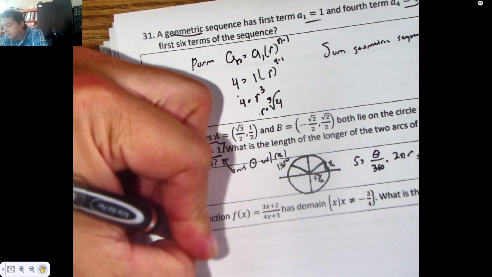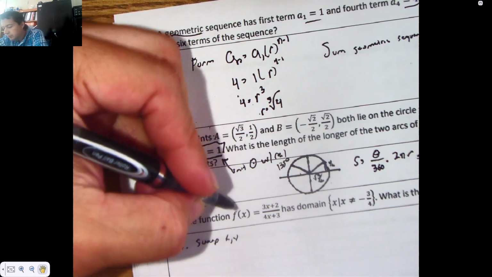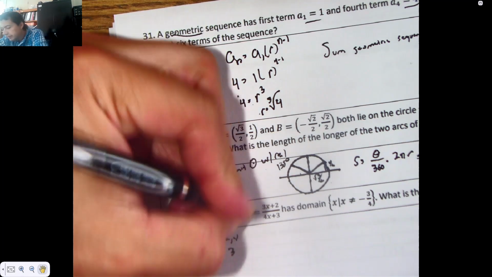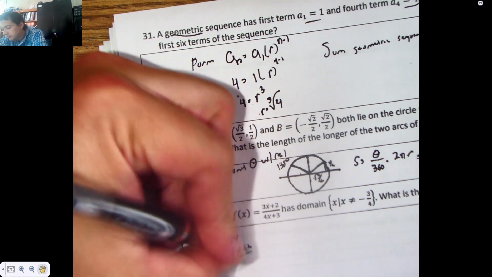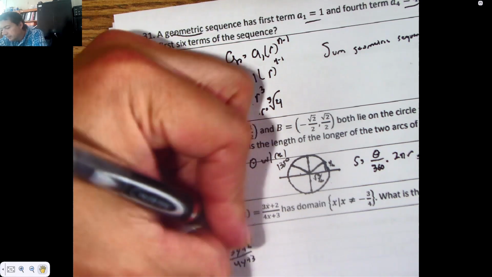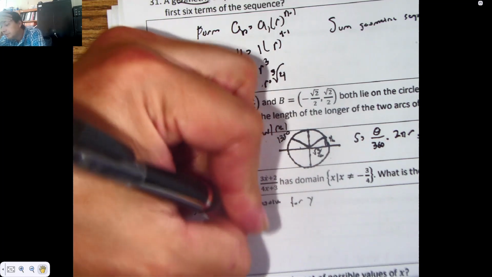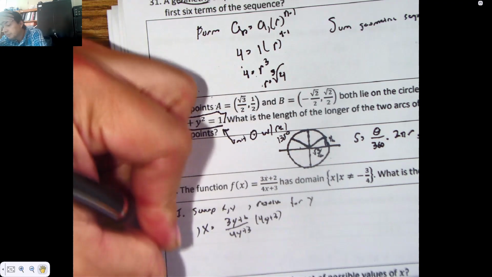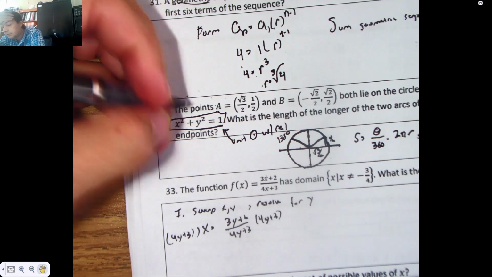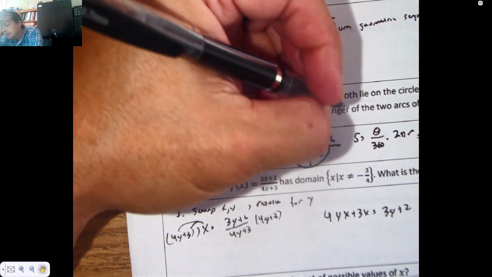All right, to find an inverse, first thing we do is we swap x and y. So this y becomes an x, that x and that x become y's. And then we resolve for y. What I'm going to do is multiply 4y plus 3 on both sides. I'm going to invoke the distributive property. 4yx plus 3x equals 3y plus 2.